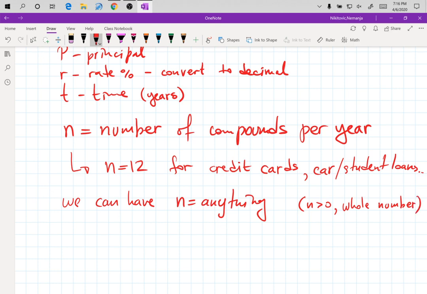And that is equal to the number of payments. Well, I already said that, number of payments per year. Well, let me write it that way. Number of payments per year.